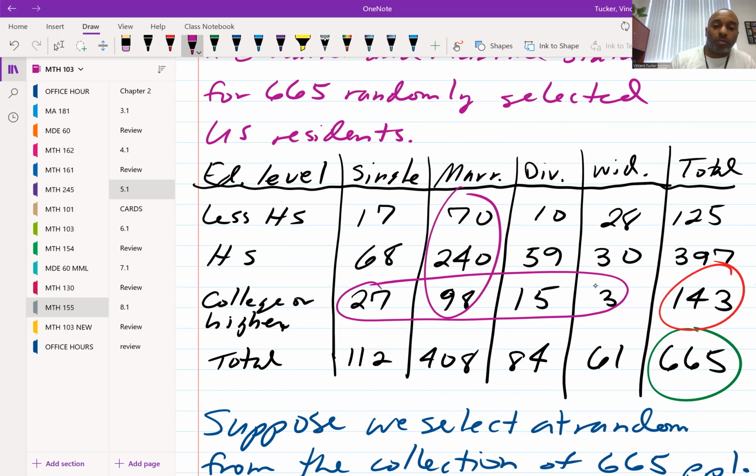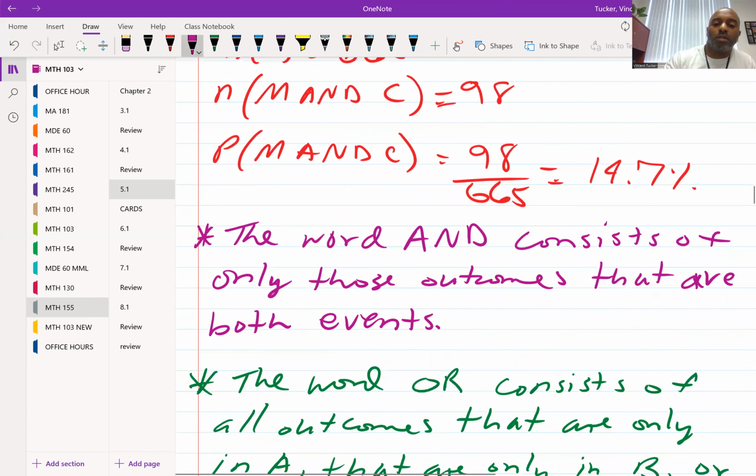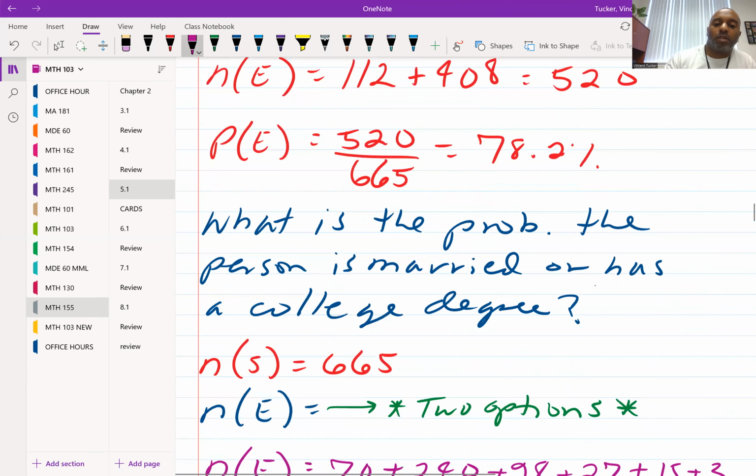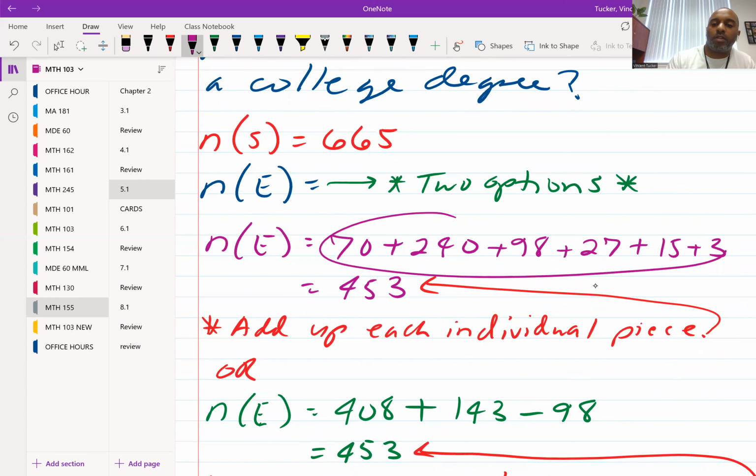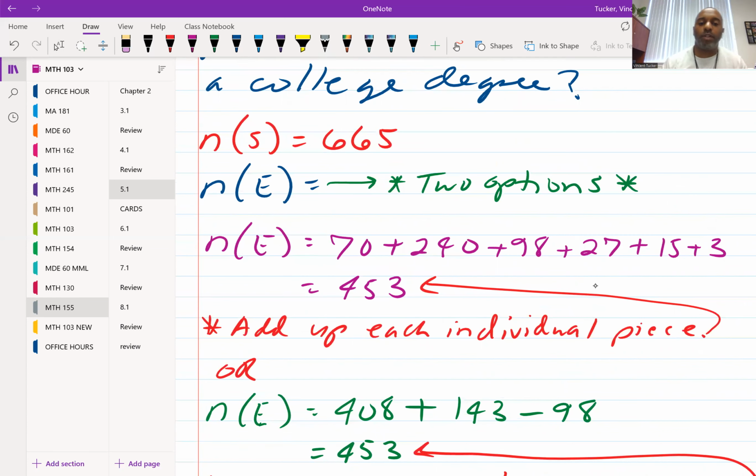So we just add those numbers together. So we're talking about 70, 240, 98, 27, 15, 3. And so that's what I did right here, just add those numbers together. And I got 453. So you add up each individual piece.